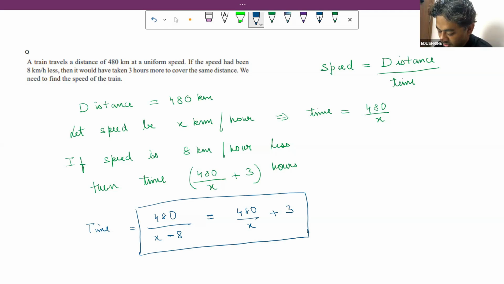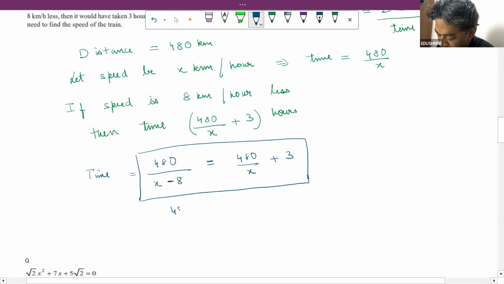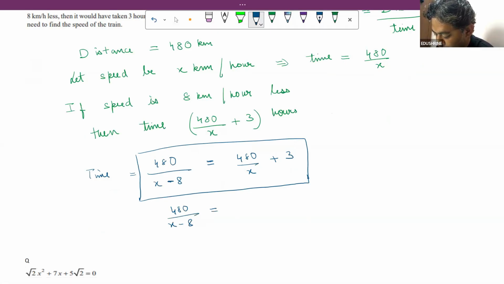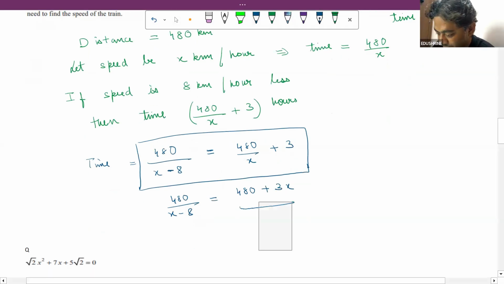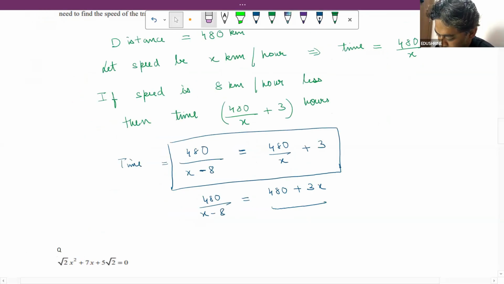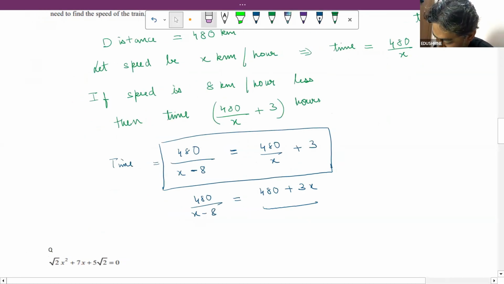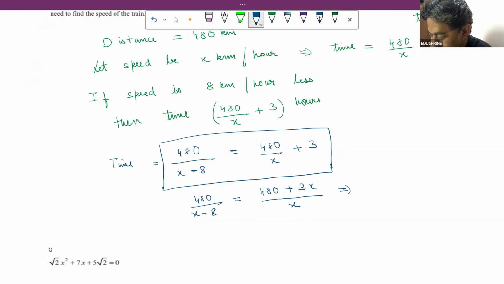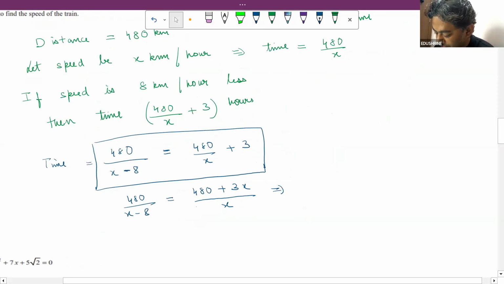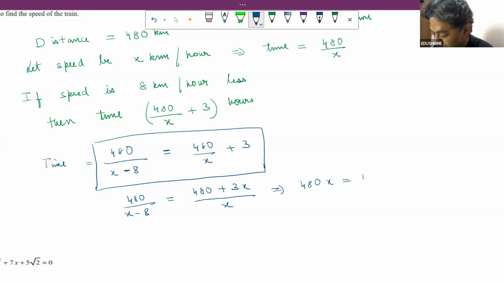Okay, so let us try to solve this. 480 upon x minus 8 is equal to, taking LCM, 480 plus 3x upon x. Now if I cross multiply, what do I get, guys? 480x is equal to (480 plus 3x) into (x minus 8).